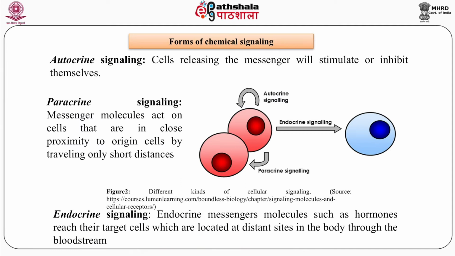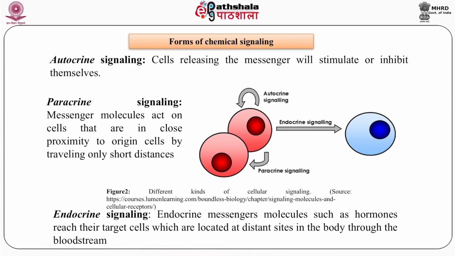Now, the utilization of these chemical moieties or ligands, the extracellular messenger molecules, by the cell happens in several ways: autocrine, paracrine, and endocrine. For autocrine signaling, cells releasing the messengers will stimulate or inhibit themselves. In paracrine signaling, messenger molecules act on cells that are close in proximity to the original cells by traveling only short distances. They are degraded by enzymes or bind to the extracellular matrix. Due to their unstable structure, their travel is limited.